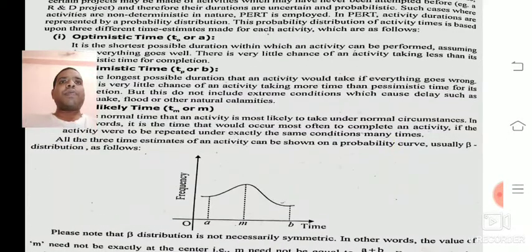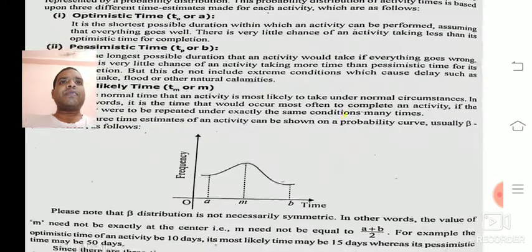Optimistic time is denoted by TO, or you can denote it by small a. Optimistic time means the shortest possible duration within which an activity can be performed, assuming that everything goes well. That we can call optimistic time, the shortest possible duration within which an activity can be performed.